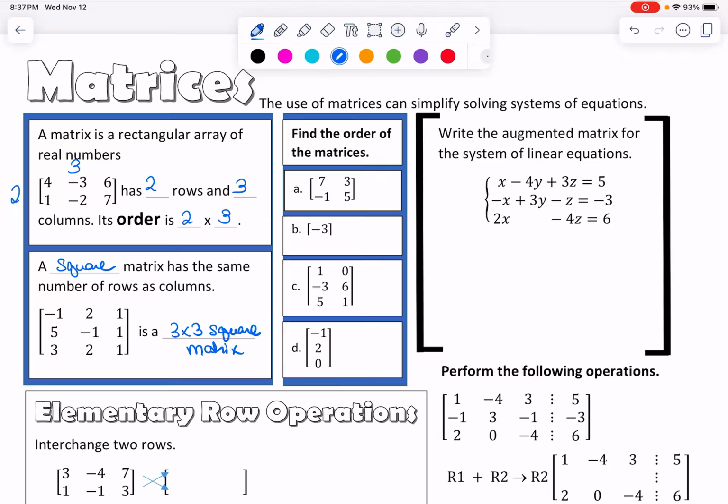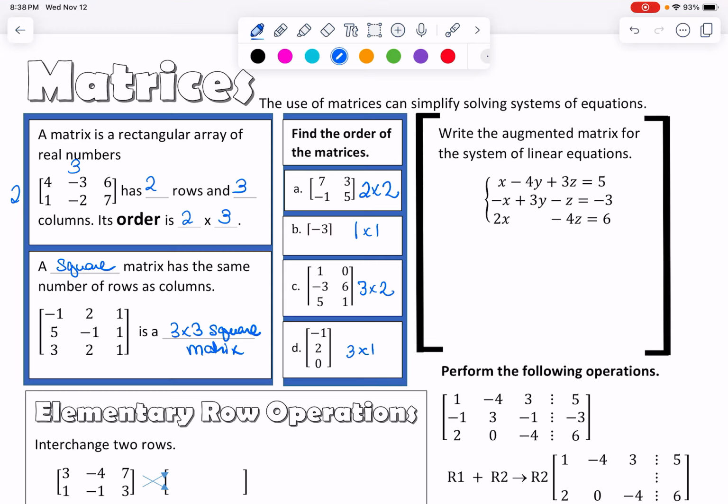To find the order of matrices, we simply count the number of rows by columns. 2 rows by 2 columns, 1 row by 1 column, 3 rows by 2 columns, and 3 rows by 1 column.